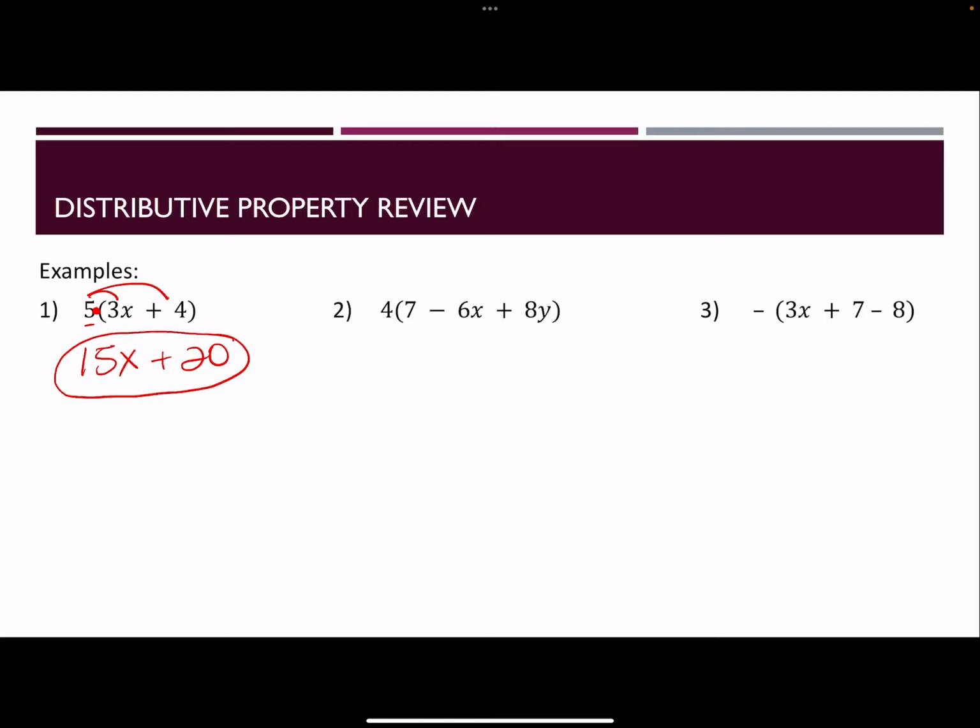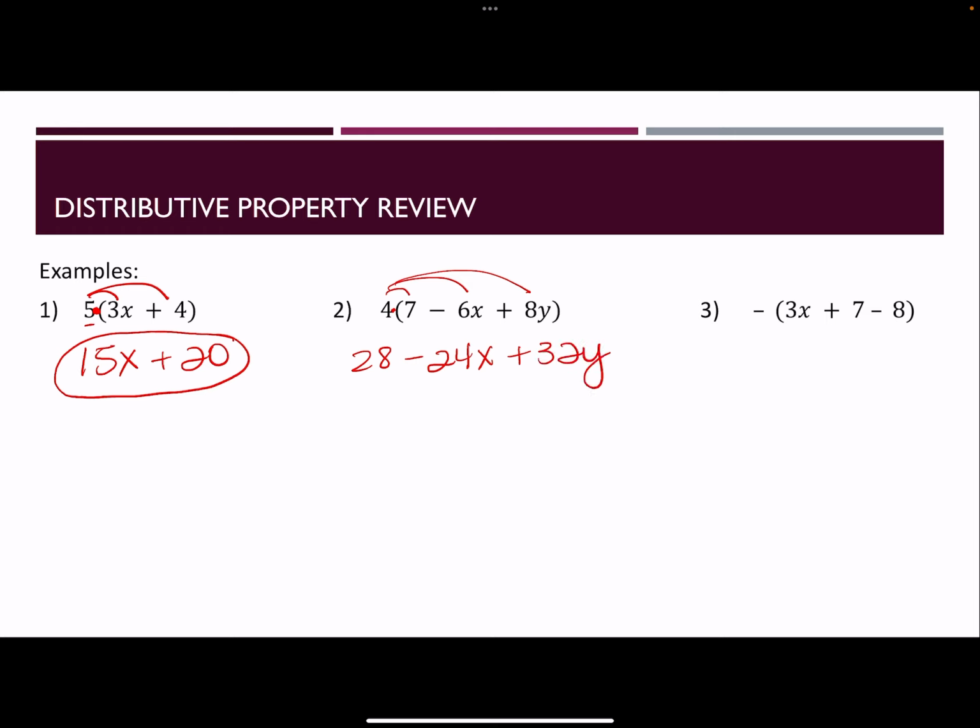All right, number 2. So this means 4 times everything in parentheses. So we're going to distribute the 4. 4 times 7, 28, right? 4 times negative 6, or I'm sorry, negative 6x, and then 4 times 8y.